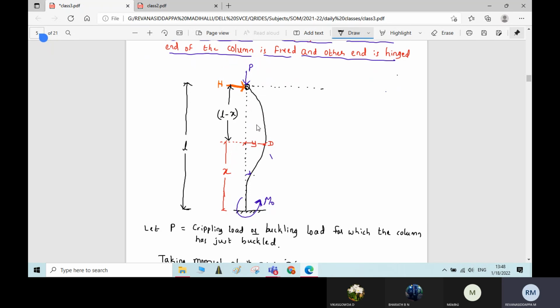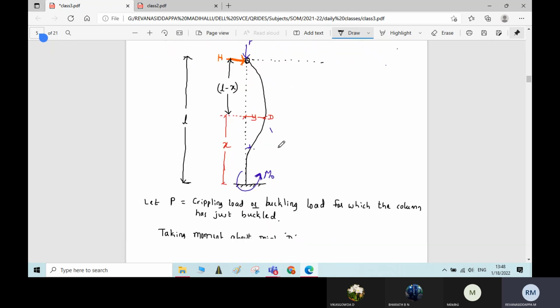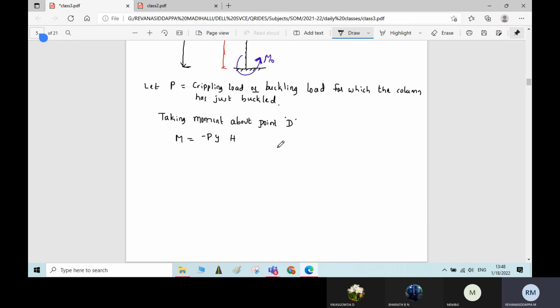What about the sign, plus or minus here? About point D, this horizontal thrust tends to cause clockwise rotation, so the sign is plus. So plus H into L minus X.